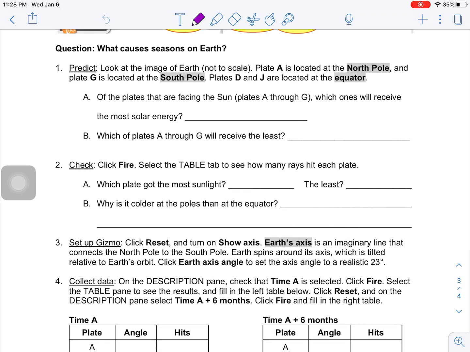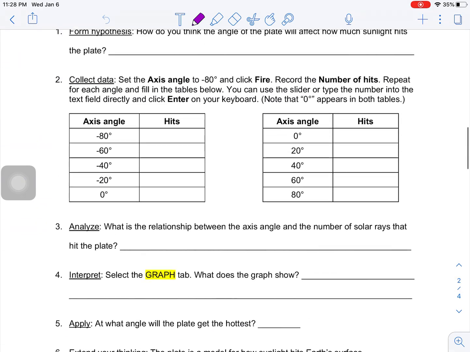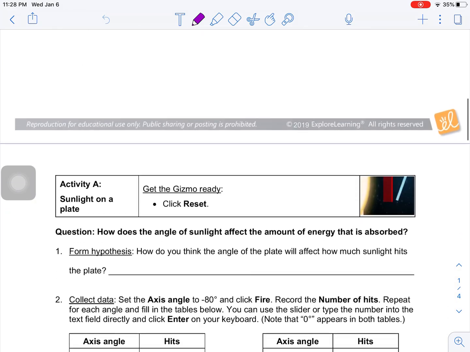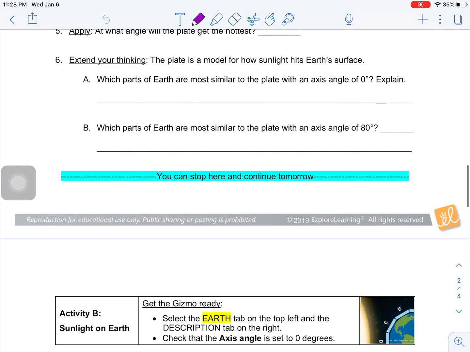So your choice. If you happen to want to get it all done Thursday, go ahead, that's fine. But the blue line is just a suggestion of where a good breaking point is for you to divide this up between your Thursday and your Friday work time.